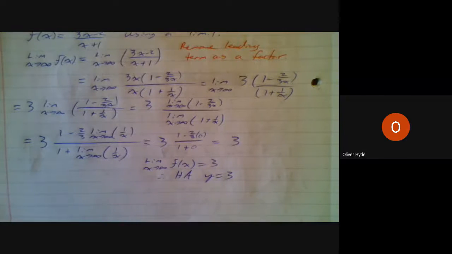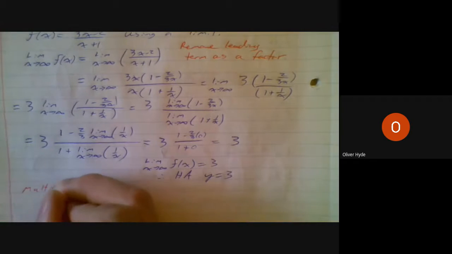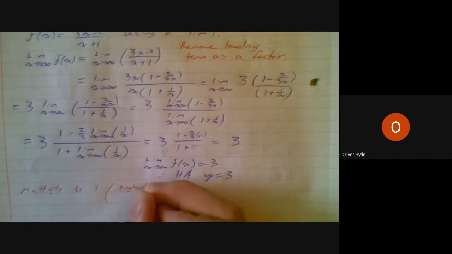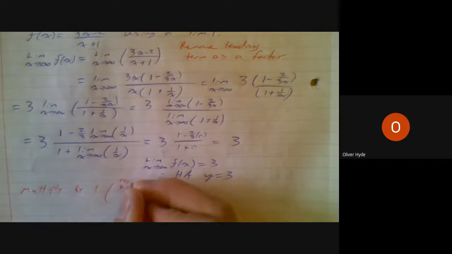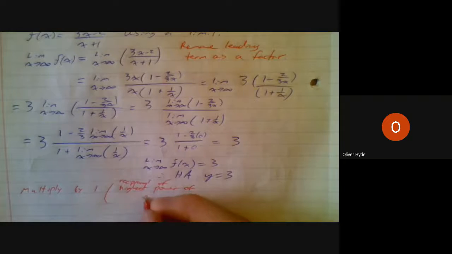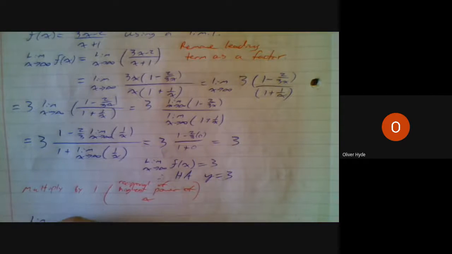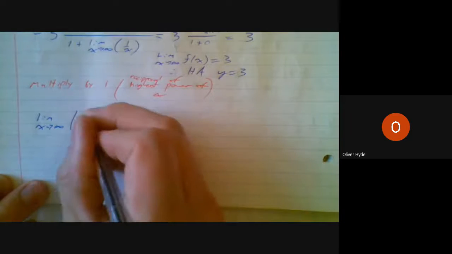The second strategy involves multiplying by 1 in the format of the reciprocal of the highest power of x in your numerator and your denominator to make sure that you get 1. So let's jump to the limit as x grows without bound of 3x minus 2 all over x plus 1.